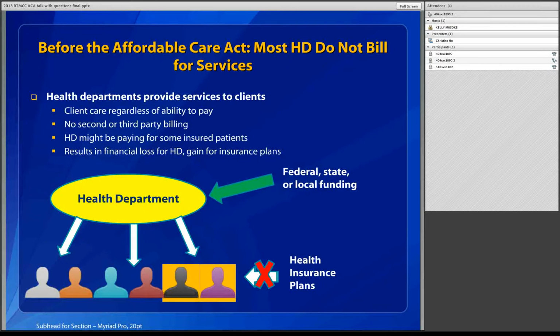Okay, so just to simplify this explanation, I'm going to go through a very common scenario. Before the Affordable Care Act, most health departments did not bill for services, and they provided services to clients regardless of their ability to pay. So here you have the health department providing services to all the people below where the arrow is pointing. And these two persons to the right in the yellow boxes represent patients that might be insured. And so they have coverage for services, but because there's no second or third party billing, the health department does not recoup any funding or money for the services that were given, and it results in a financial loss for the health department.